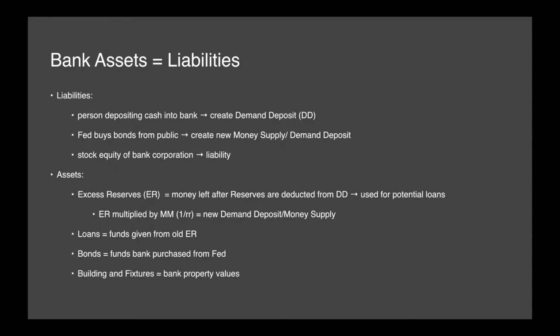As for various vocabulary terms, you have loans, which are the funds given from those excess reserves, bonds, which are what the bank purchased from the Fed Reserve, and finally, building and fixtures, which are bank property values. The bank's assets need to equal the liabilities on the off chance that there is a bank run, or when numerous people decide to go to the bank unexpectedly and withdraw much of their money.